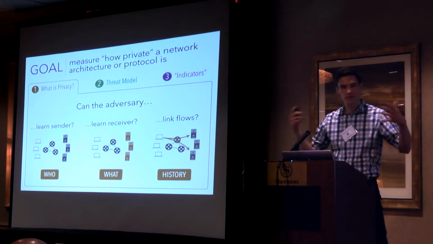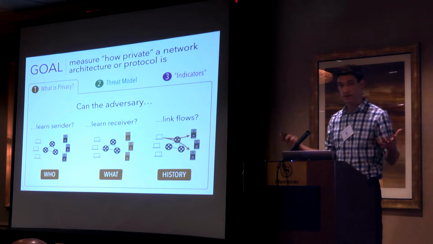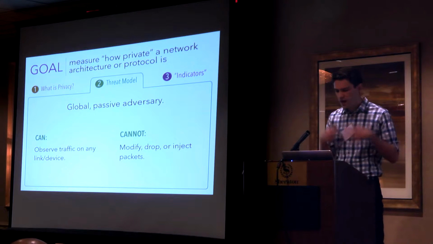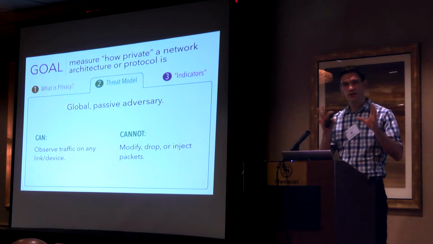Now I keep saying the adversary. I mean, we need a threat model here, right? So let's look at that. So unlike the standard sort of anything goes Dolev-Yao model that we usually use to evaluate an encryption protocol or an authentication protocol, here for privacy analyses, most prior work assumes a global but passive adversary, okay? So the adversary can see all the traffic in the network, but they can't inject packets, drop packets, or modify packets.